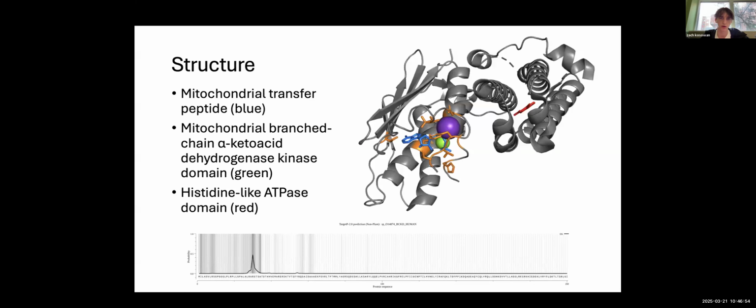So ATP is shown in blue, and then the interaction is mediated by a potassium ion and a magnesium ion. So those are shown in purple and green. And then the residues involved in ATP binding, I have highlighted in orange.